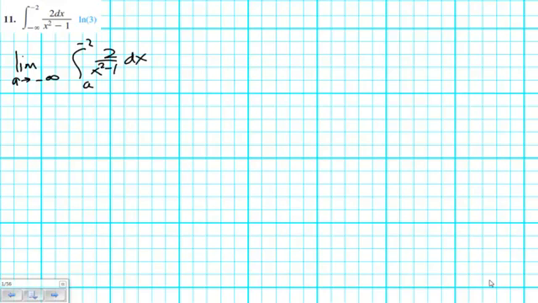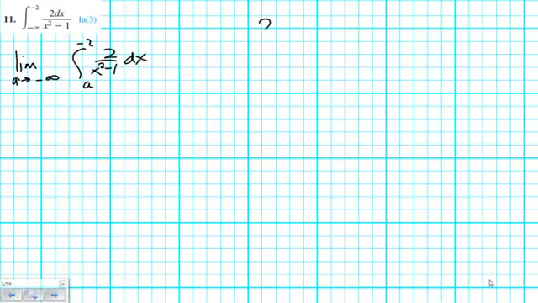Is this going to be partial fractions, or inverse tangent? I'm trying to remember what the form is. I don't think it's inverse tangent. Inverse tangent is x squared plus a squared, so we're going to have to do partial fraction decomposition on this.